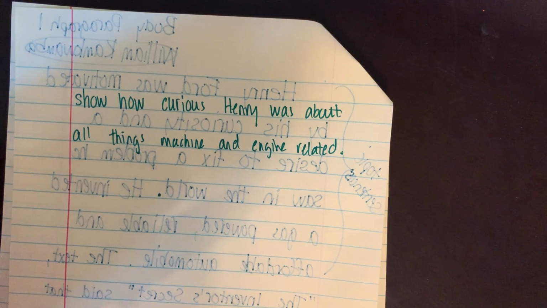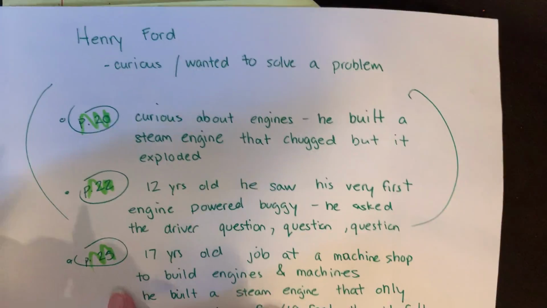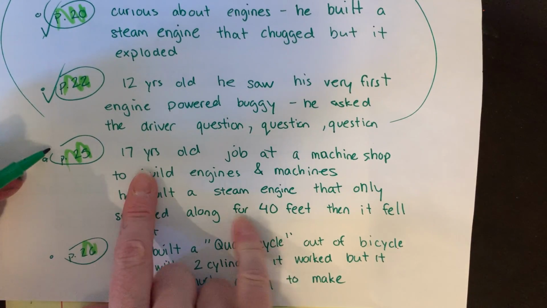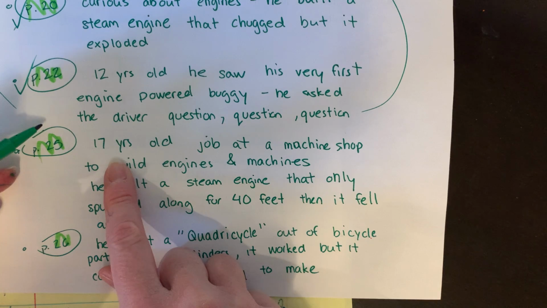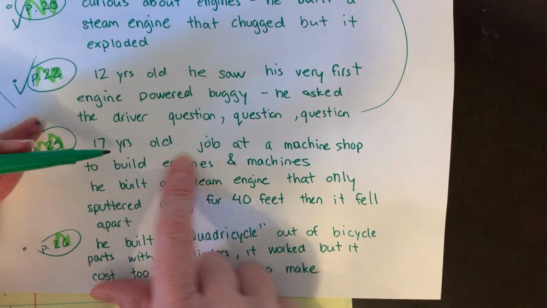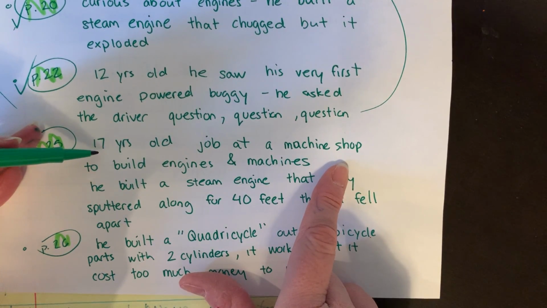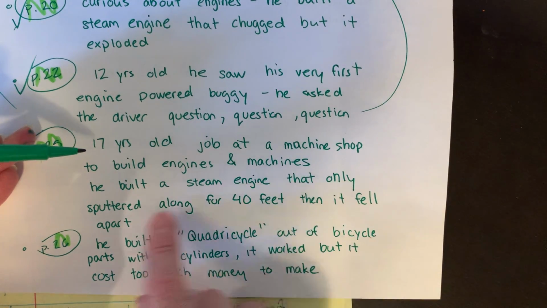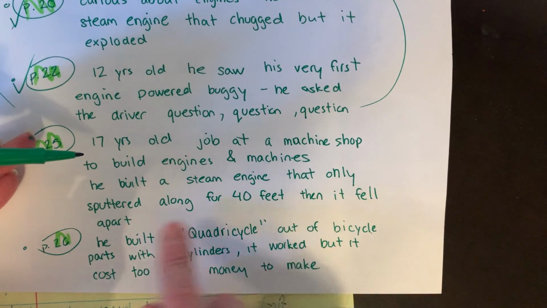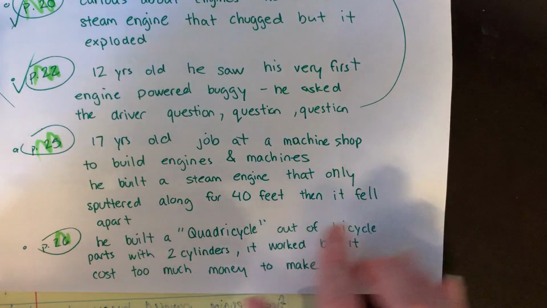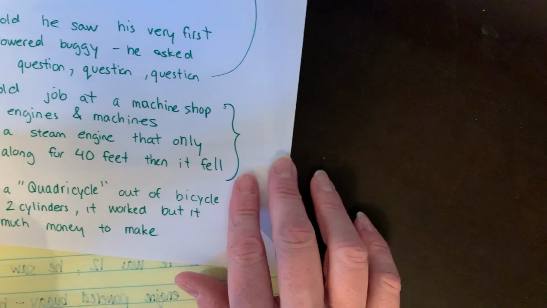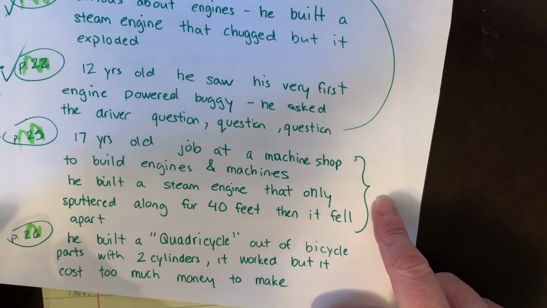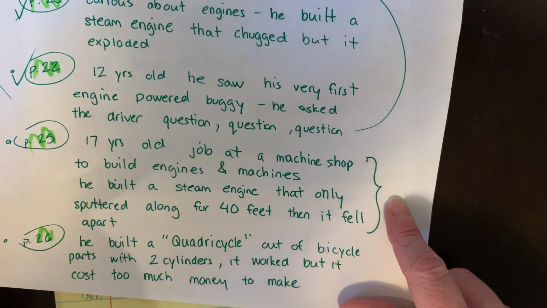And then, I can go on and I have lots more details here. I used this and this kind of in one. I could go on and write about this one when he was 17. The text said when he was 17, he got a job at a machine shop and he built a steam engine, but it only sputtered along for about 40 feet and then it fell apart. And I can say, this shows his curiosity, but also his drive to fix a problem with the reliability of these machines.